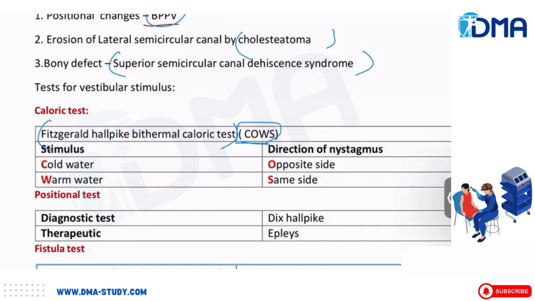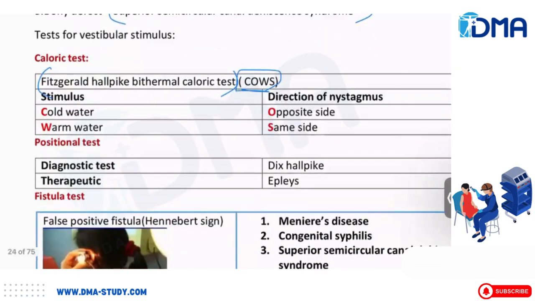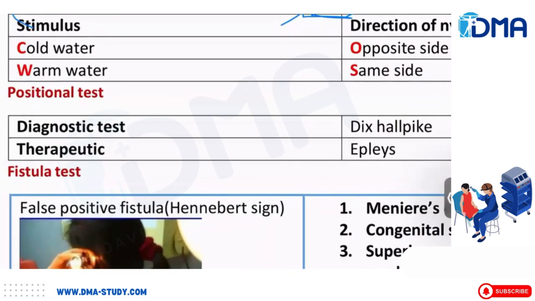Now, I am suspecting positional vertigo. How can you confirm it? See, it is very, very easy and important. The diagnostic test is the Dix-Hallpike test. With the Dix-Hallpike test, you diagnose BPPV. Whereas you have to do therapy for this patient, and the therapy is the Epley maneuver.